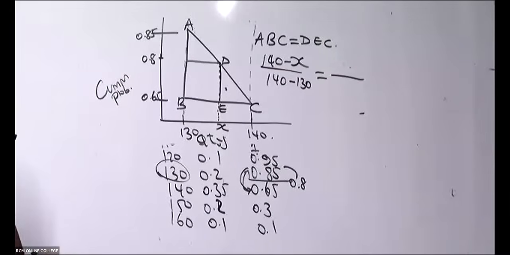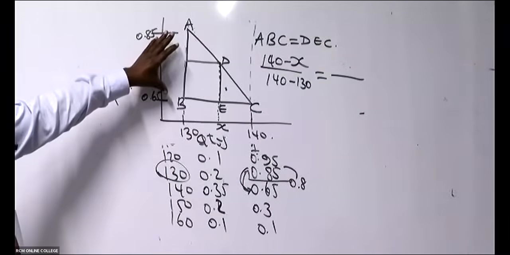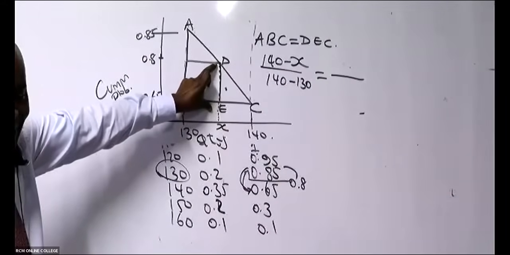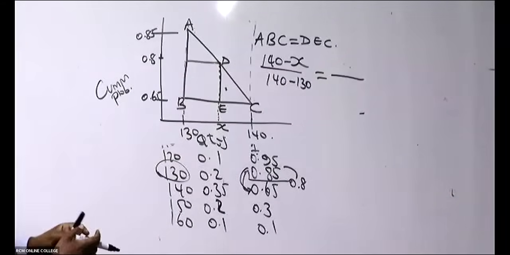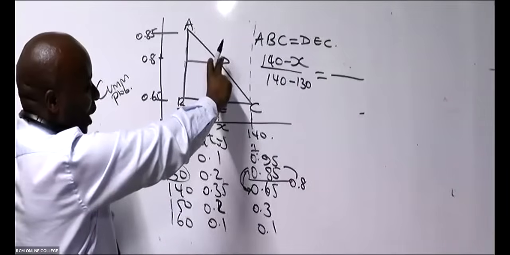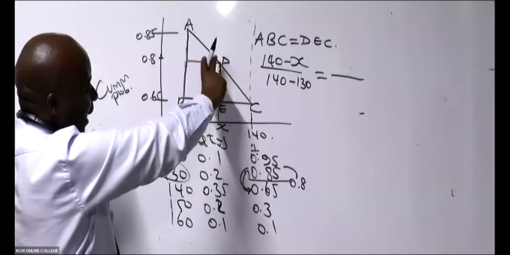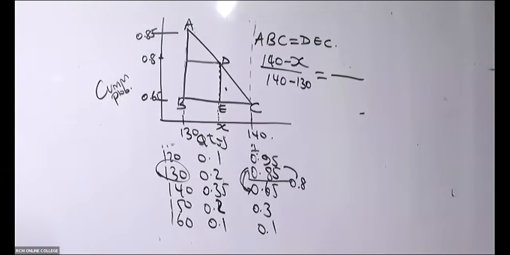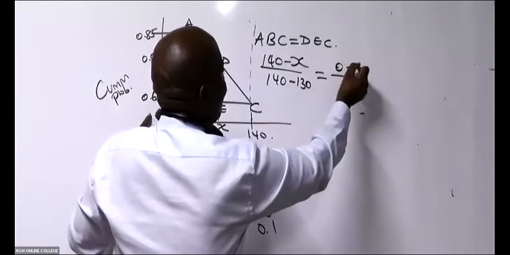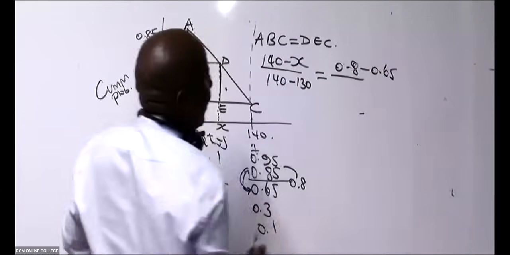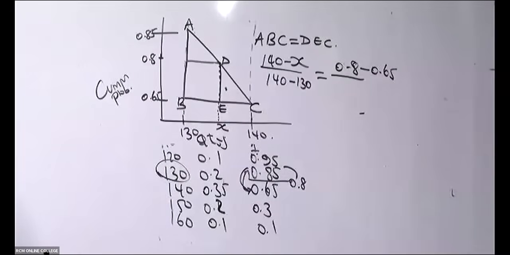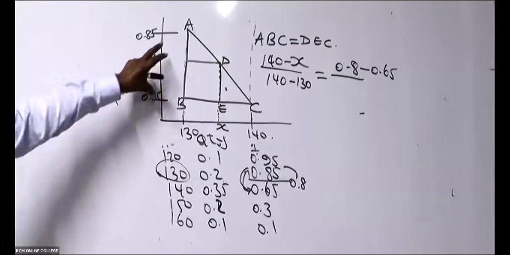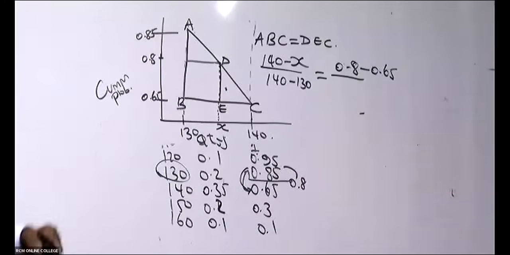Let's compare the heights of our triangles. The height of the smaller triangle, ladies and gentlemen, that I can see here is 0.8 minus 0.65, all over the height of the bigger triangle. The height of the bigger triangle is what here, somebody?